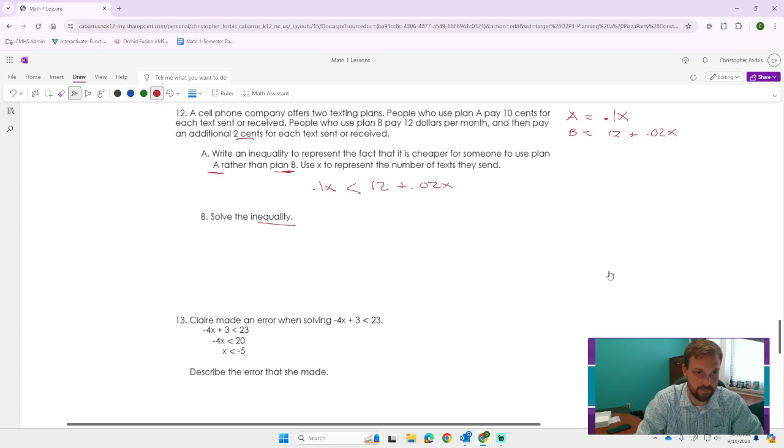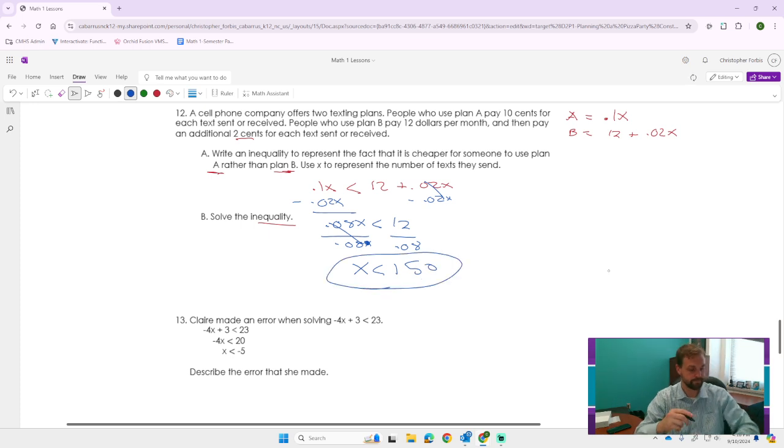I can solve it like any other one. I'm going to subtract 0.02x from both sides. Do that in your calculator, but 0.1x minus 0.02x is 0.08x. And I'm left with less than 12. And I can divide both sides by 0.08. Just 0.08, trying to get x by itself. And I get x is less than 12 divided by 0.08, which is 150.